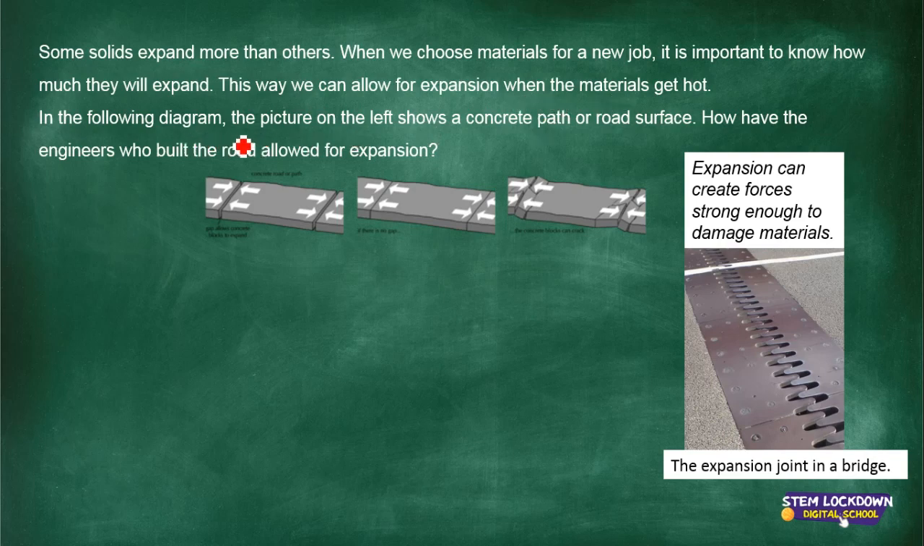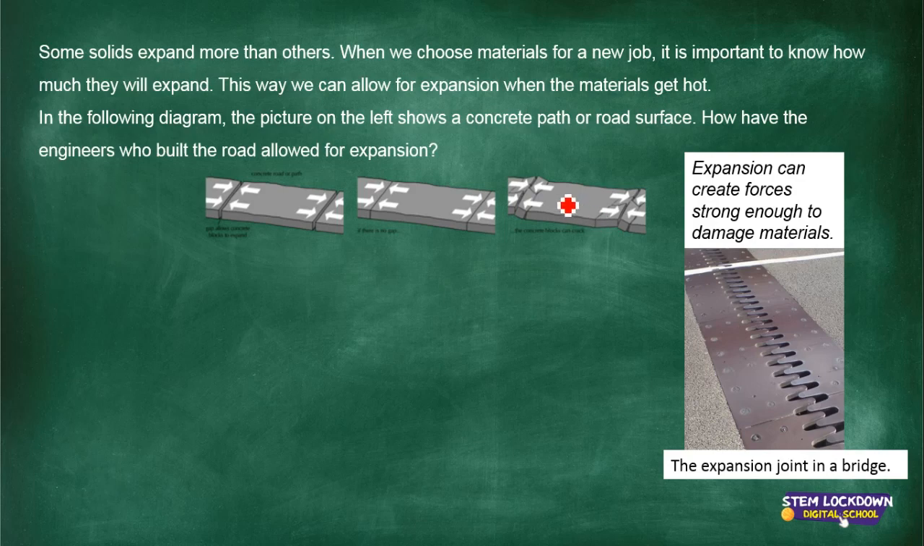when they get hot. If we look at the diagram below, the picture on the left shows the concrete part of a road surface. This road surface has been concreted. So how have the engineers built roads to allow for expansion and contraction? Can you see that when they were putting in the roads, they left some space in between? These spaces, which I'm showing you on the diagram, allow for expansion and contraction.